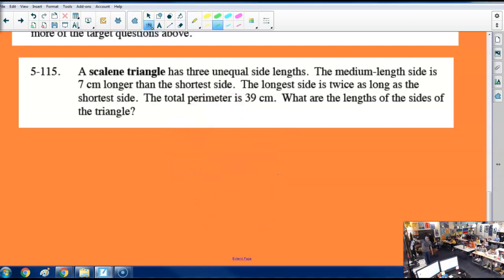So now they tell us the medium length side is 7 longer than the short. On your graph paper, we don't need your green paper anymore. You can put it under your graph paper. You can put it in your binder.